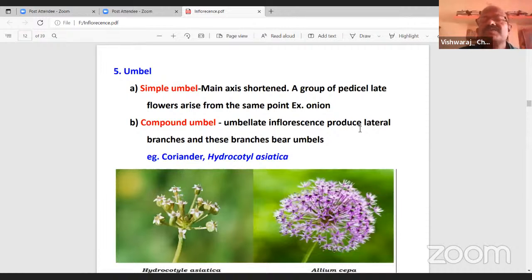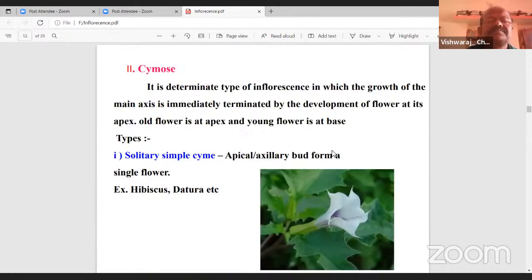Umbellate inflorescence produces lateral branches, and these branches bear umbels. Example, coriander. Then racemose inflorescence. There are three main types of inflorescence: racemose, cymose, and special types of inflorescence. We have seen racemose inflorescence, its five types, and their examples.